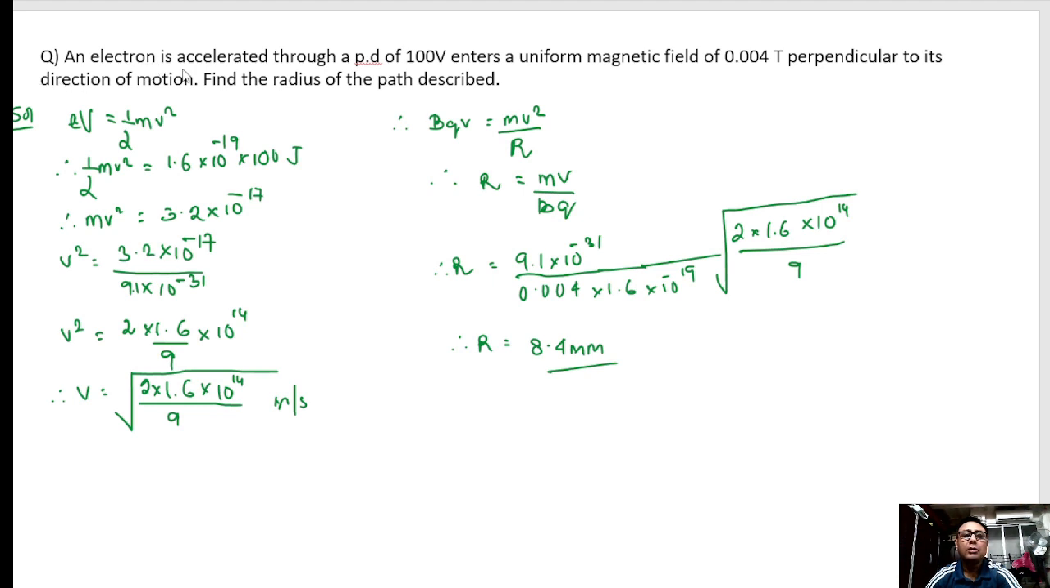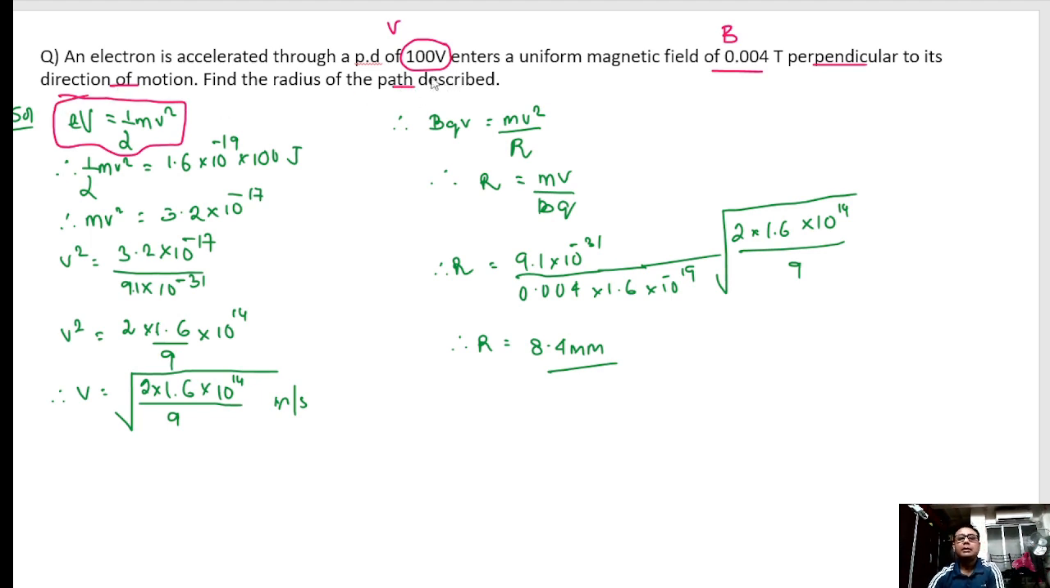Okay, an electron is accelerated through a potential V given, in a magnetic field B given, perpendicular to its direction. Find the radius of the path.